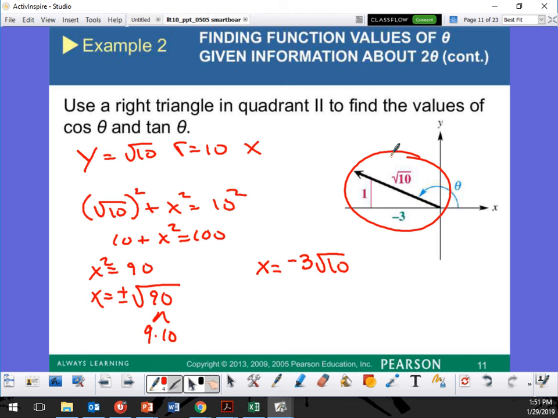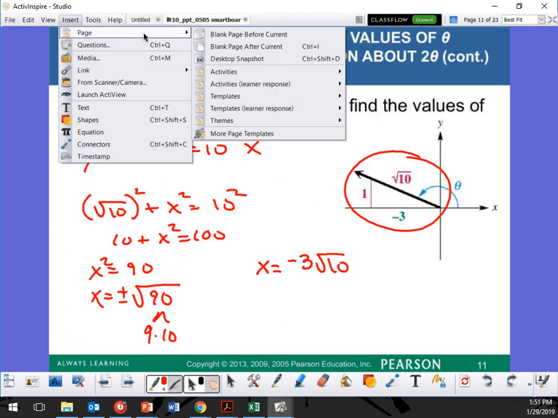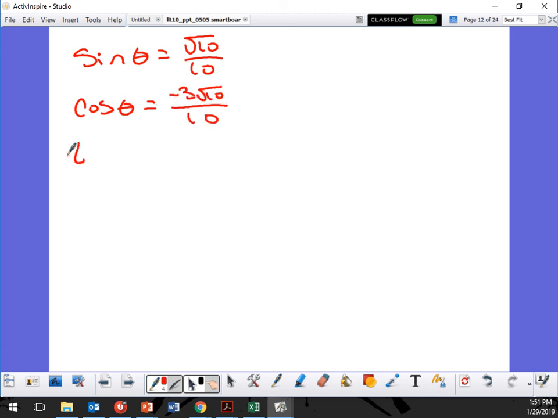All right, so we need to find the 6 values. Did it say 6 values? Yeah, 6 values. All right, so I'm going to insert a new page here. All right, we know sine was rad 10 over 10. Okay, cosine. Negative 3 rad 2. Tangent.